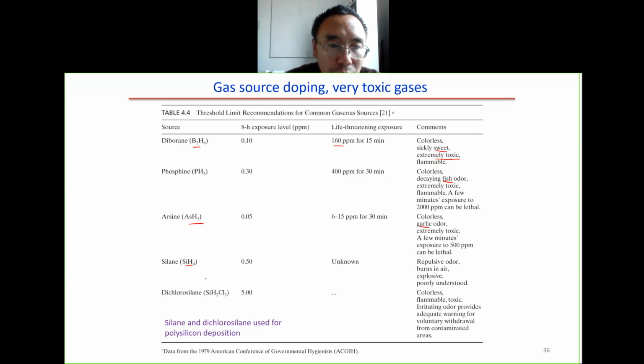For the silane and the dichlorosilane, this is for the polysilicon. Polysilicon deposition, we know we use the silane or dichlorosilane, or maybe silicon oxide or silicon nitride. So those gases are used for the silicon nitride deposition or silicon oxide deposition. For the case of silane, this is the repulsive odor, burns in air, and explosive. For this dichlorosilane, this one is irritating odor. So you can smell it. When you smell it, you can run away.